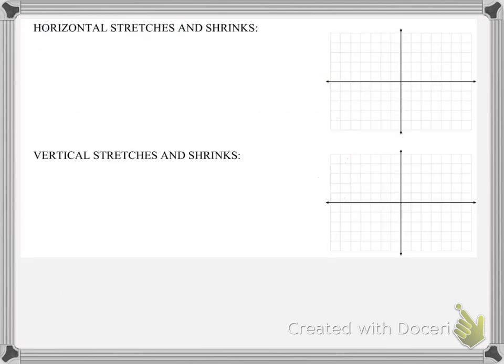Okay, next. Horizontal stretches and shrinks. Remember earlier when I said horizontal works backwards? Yep, these work backwards as well. Multiplying by a big number actually shrinks it, and multiplying by a small number actually stretches it. A horizontal stretch and shrink actually stretches it this direction. It pulls all of the points the same amount to the left and to the right.